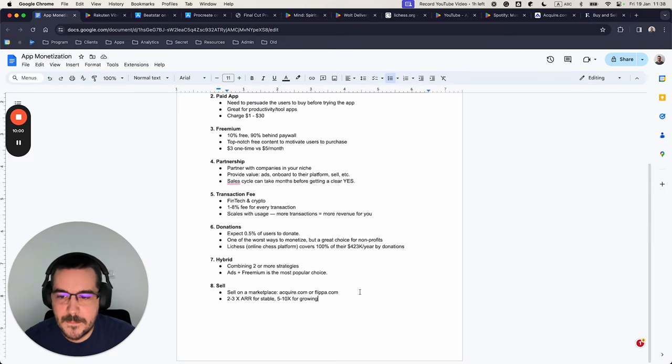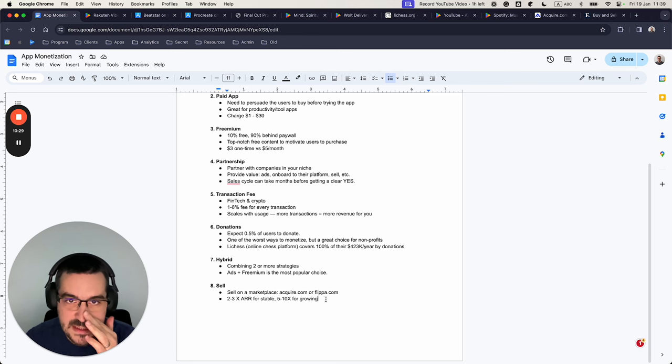And then the valuation that you can expect. So how much money can you earn? First you need to understand your annual recurring revenue. That is how much money you're getting every year, recurring. If you run a subscription business, that's easy to calculate. And then you multiply that number by two or three for stable apps, and anywhere from 5 to 10x for apps that are growing.